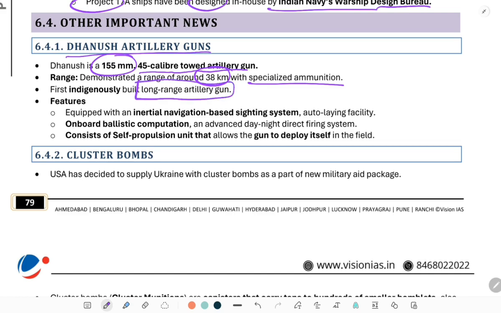Features: it is equipped with an inertial navigation based sighting system and onboard ballistic computation, an advanced day and night direct firing system, and consists of a self-propulsion unit that allows the gun to deploy itself in the field.